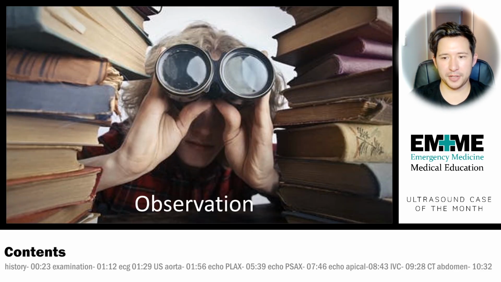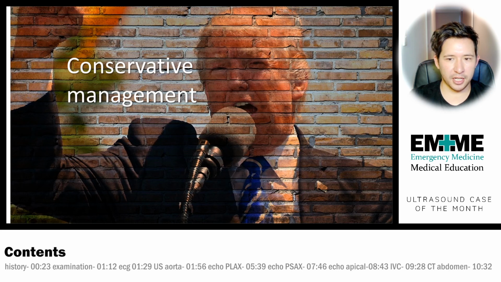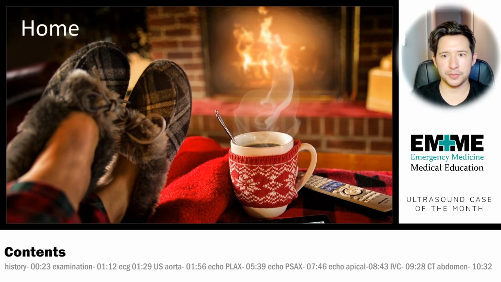So we ended up observing this guy overnight. He was managed conservatively. He was discussed with the vascular surgeons and with the cardiologists again, and they didn't feel like aggressive intervention would be in this patient's interest because they thought the risks of any procedure would be quite substantial. So in the end, he ended up being discharged home.